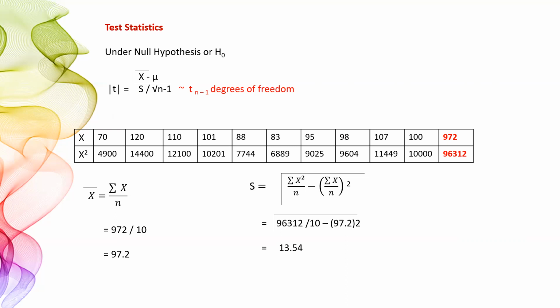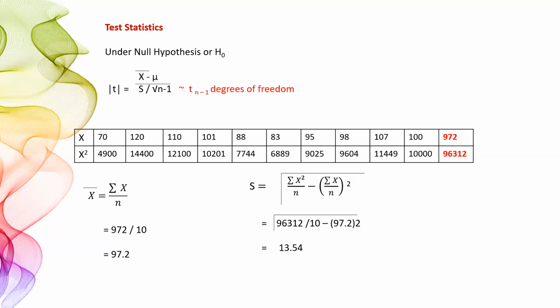What we did is square the values. For example, 70 square is 4,900. Likewise, we square all the values and find the total. After finding the totals of X and X square, we substitute in the formula. X bar is summation X by n. So 972 divided by 10, because our n value was 10, gives the final answer 97.2. So this is our X bar.